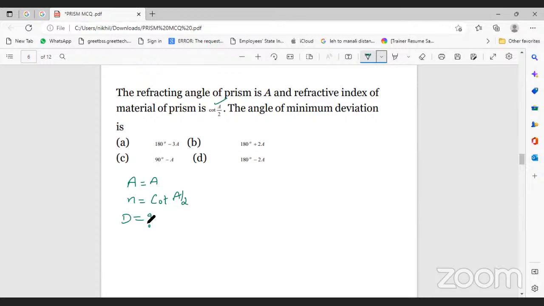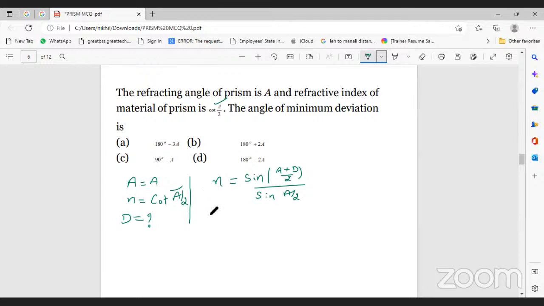So can we use the formula, sir? Minimum deviation will be equal to what? N minus 1 into A. Just make use of the prism formula. N equals to what? Sine of A plus D by 2 divided by sine A by 2. N can be taken as what? N is nothing but cot A by 2, right?